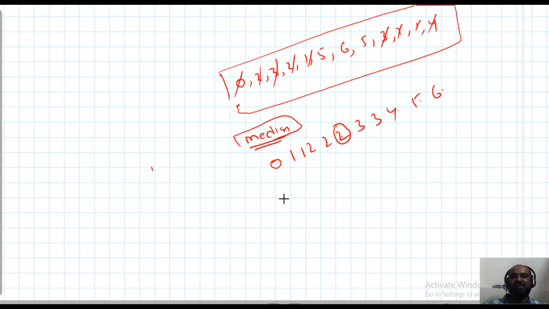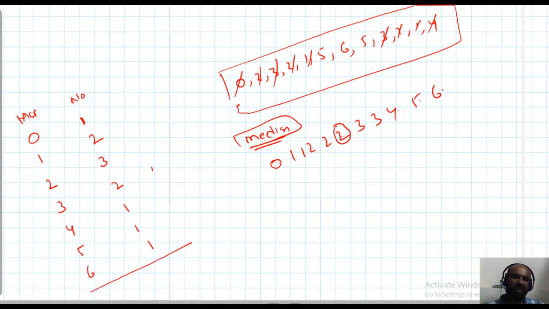Okay students, now if data is given as grouped data without class intervals, how do we find its median? I will explain by using this example only. For example, the same data is grouped: marks 0, 1, 2, 3, 4, 5, 6. Assume these are marks and number of students. The number of students who got 0 marks is 1 student, 1 mark 2 students, 2 marks 3 students, 3 marks 2 students, 4 marks 1 student, 5 marks 1 student, 6 marks 1 student. Now add all of this: 11. So n equals 11.